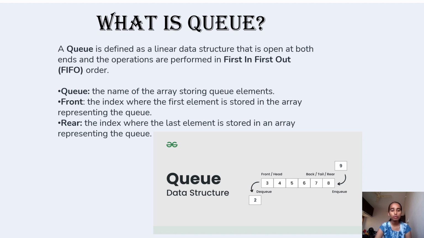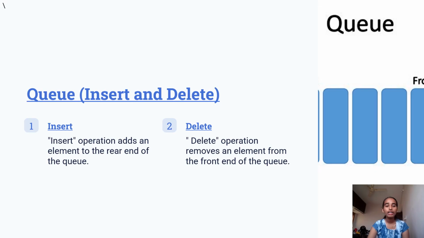Here we can see queue, the name of the array storing queue elements. Front, the index where the first element is stored in the array representing the queue. And rear, the index where the last element is stored in the array representing the queue. Let us learn the queue insert and delete operations. Insert operation adds an element to the rear end of the queue. Delete operation removes an element from the front end of the queue.